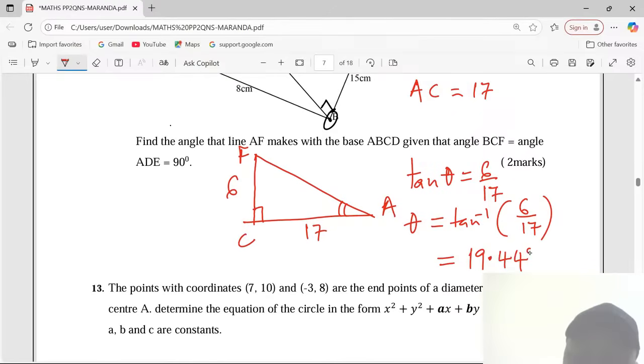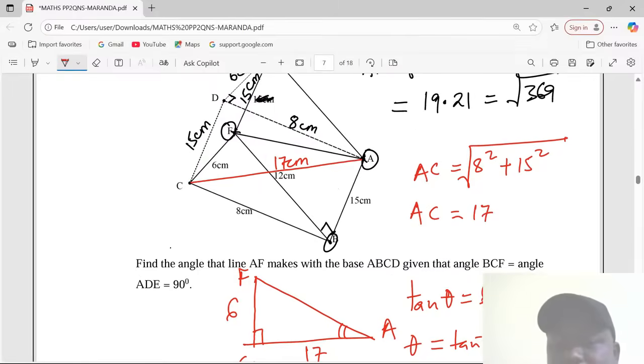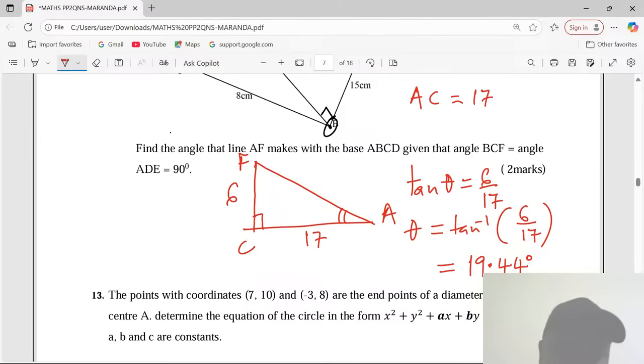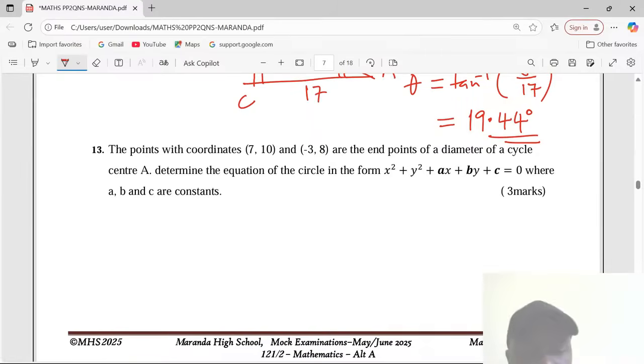19.44. Actually, I was trying to follow very difficult routes by first getting the length of AF. It was not even necessary. But remember, you can still use it. With all the lines, you can use the trigonometric ratio that you want. So 19.44, that is it.